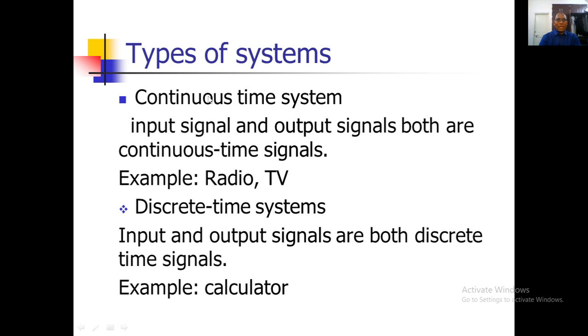Next is types of systems. Systems are of two types. Continuous time systems, in which input signals and output signals both are continuous time signals, for example, radio and TV. Discrete time systems are another type of system in which both input and output signals are discrete time signals, for example, a calculator.